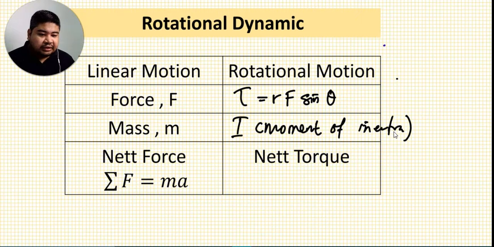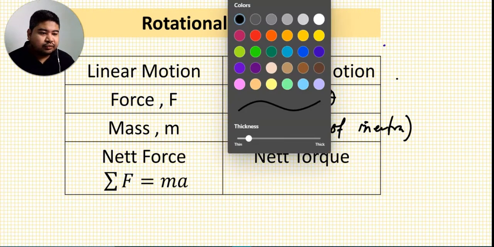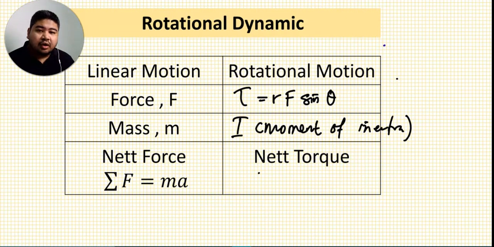In linear motion, we have the net force equal to the mass of the object times the acceleration of the object. If the force is unbalanced, the object will start to accelerate or decelerate. So in rotational dynamics, instead of force, we have the net turning effect, or net torque.